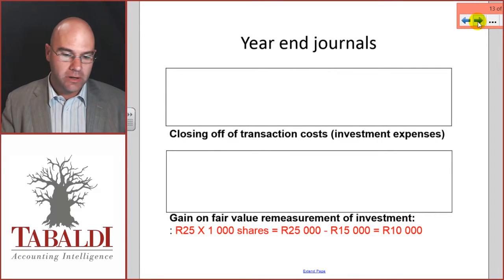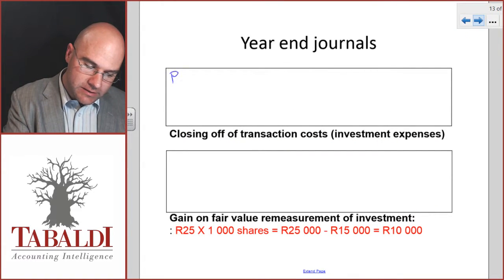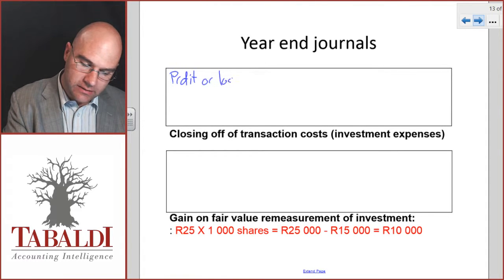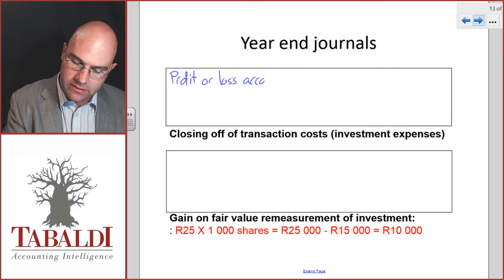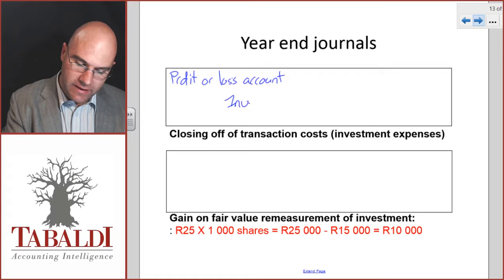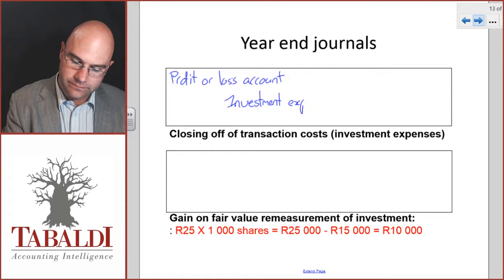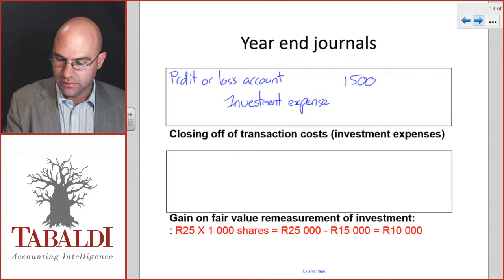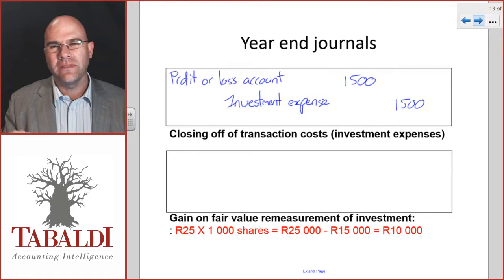So what am I going to do? I'm going to debit the profit or loss account. That's just a clearing account, I'm not going to mark that off. And then I'm going to credit the investment expense, and that was 1,500. Please don't forget to do that.